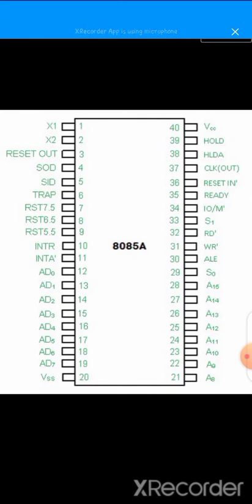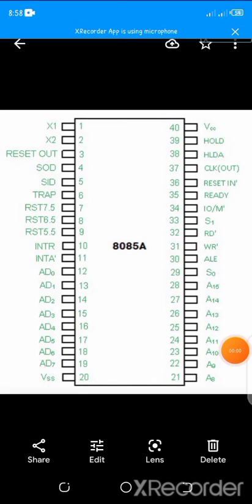Next is the 37th pin, that is CLK. The clock output, the clock out, is for use as a system clock. And next is the 38th pin, HLDA, and the 39th pin, HOLD. The HOLD is requesting the use of address and data buses.